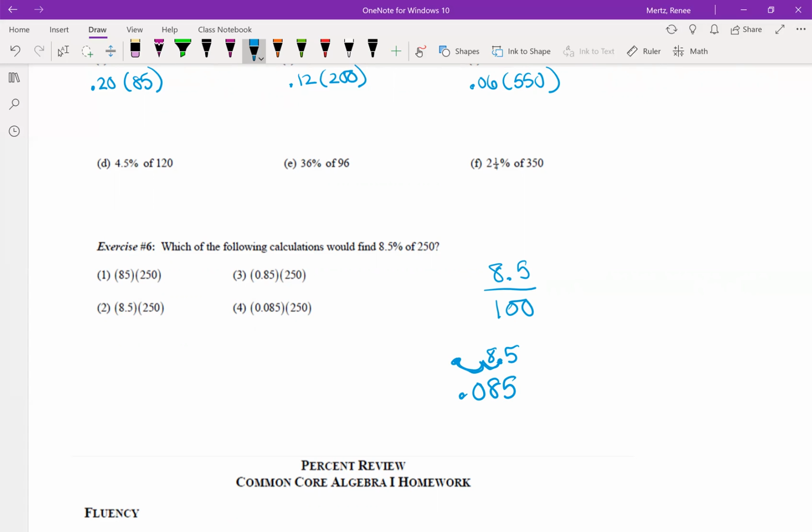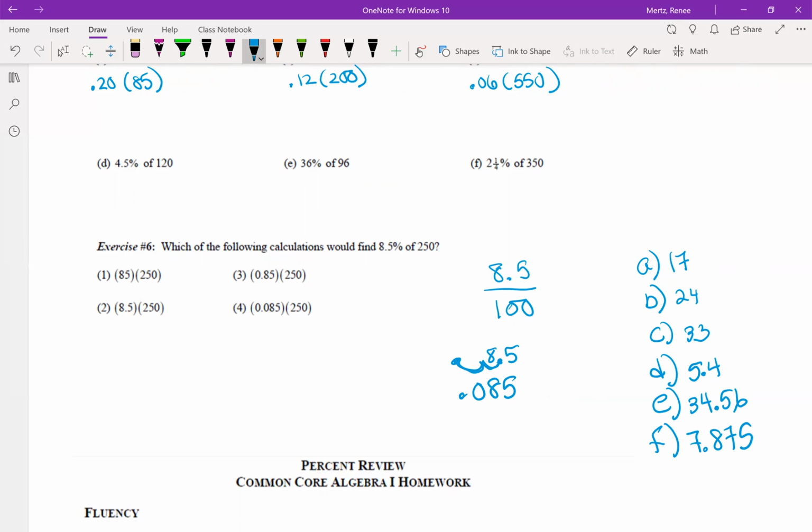Check your answers, please. For A, you should get 17. Make sure you're showing your setup. For B, you should get 24. For C, you should get 33. For D, 5.4. For E, 34.56. And for F, 7.875. Make sure you're showing your setup and then getting those. And for exercise 6, that's right, choice 4.